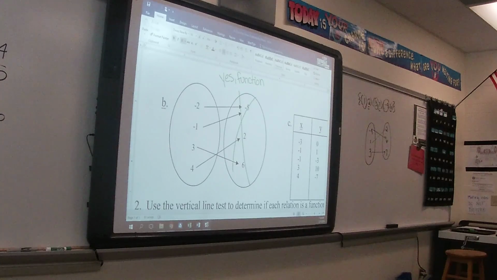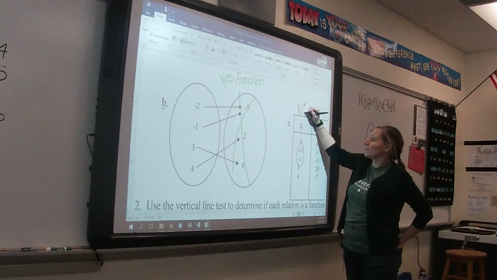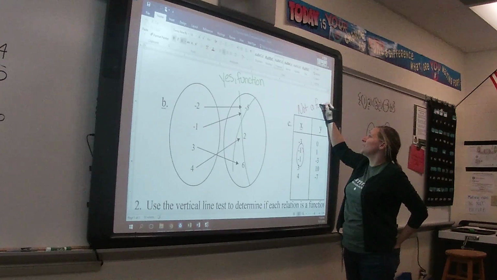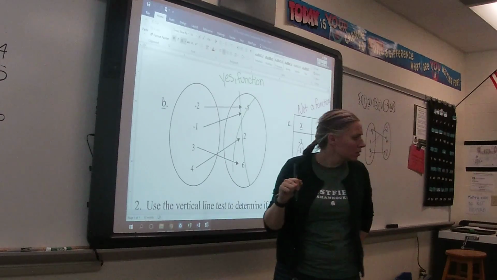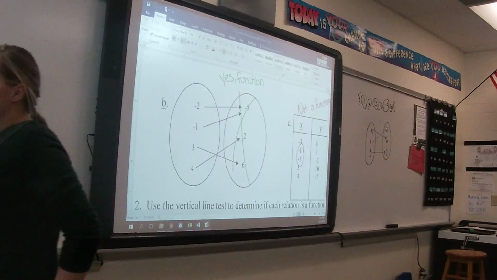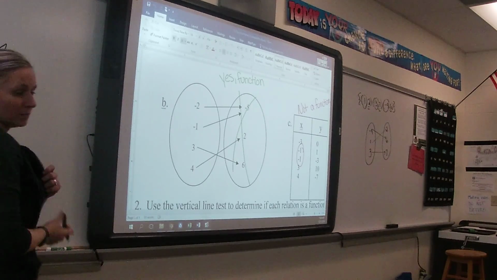How about C? No. Why not? -1 repeats. Is this a relation? Yes. How often is a function a relation? Always. How often is a relation a function? Not always, sometimes. A function is always a relation. A relation is sometimes a function.